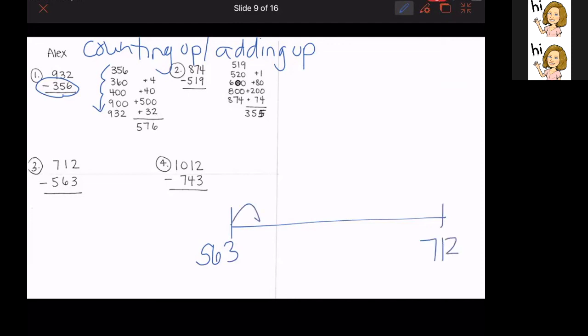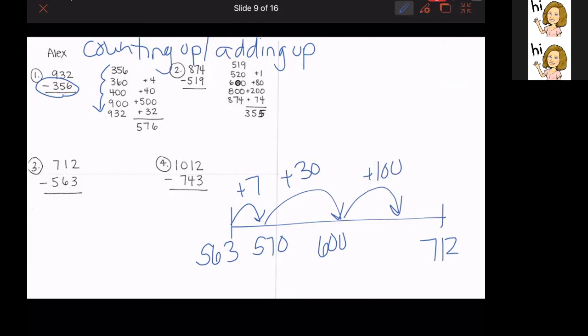And so I can do that by just making friendly numbers. Add 7 to get to 570, add 30 to get to 600, add 100, and you can see this is called an open number line, and you can see this is not proportional.